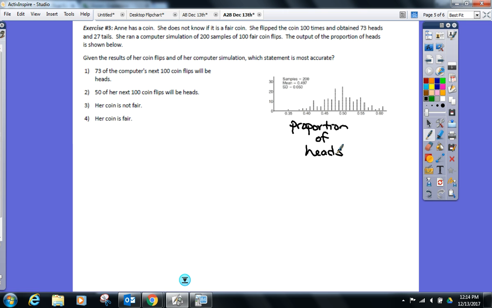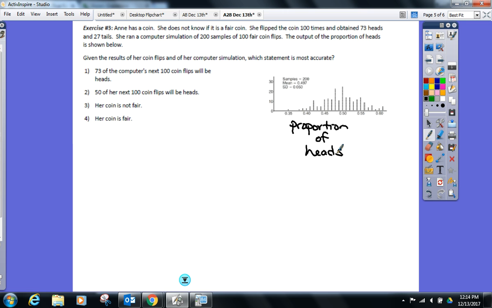So she did this 200 times, flipped the coin. Carter did the quick math. What was it? 20,000 flips of the coin. That's what this ended up being. Okay. So what can we say about her coin?